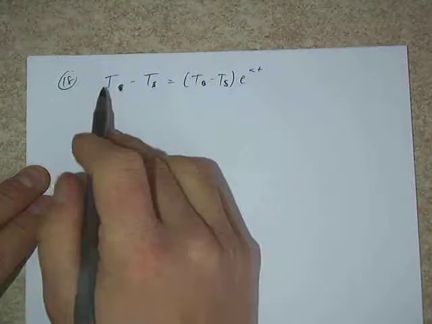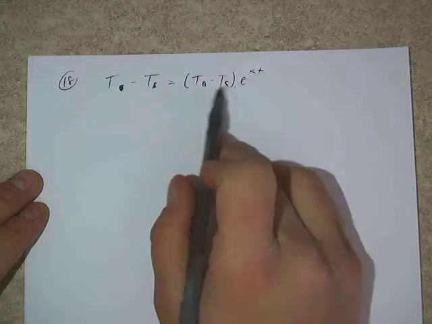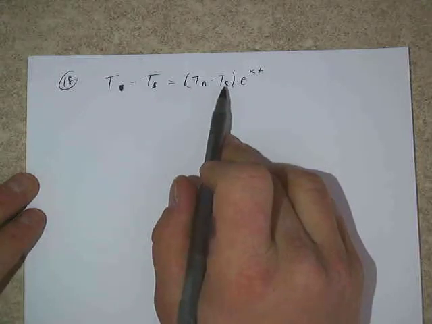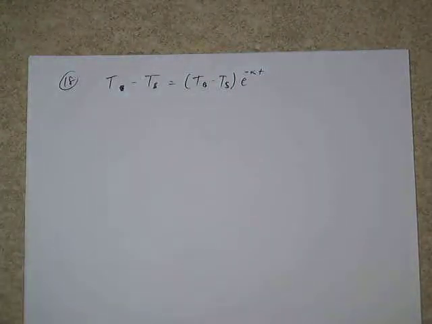That's the 0. And that's the S. There we go. Okay. So again, the first T is just temperature. T sub S is the surrounding temperature. T sub 0 is the initial temperature. T sub S is the surrounding temperature again. And then e to the kt. Keep in mind it's negative k because it's cooling, not getting hotter, if you will.